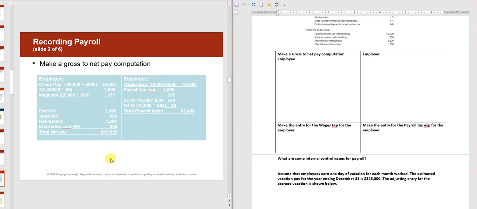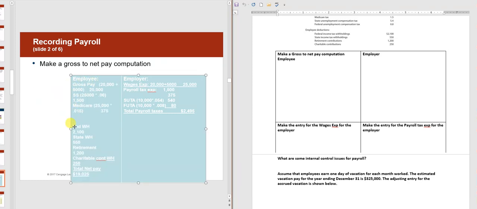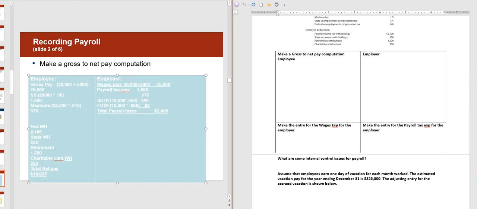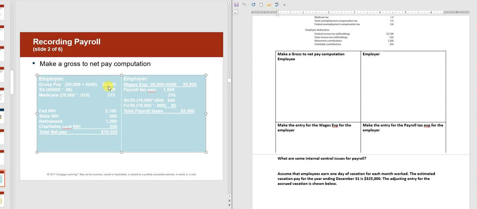So I'm going to have to switch slides, but I want to show you. You debit wages expense for the gross pay, and then you credit payables for every place that's going to get it. So you credit Social Security payable, Medicare payable, federal withholding payable, state withholding payable, retirement payable, contribution payable, and then wages payable, because this is the check you actually write to the employee.